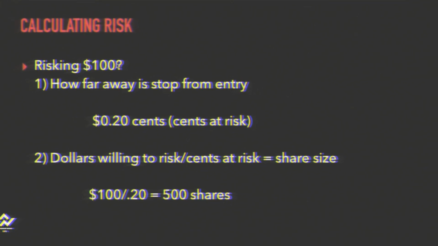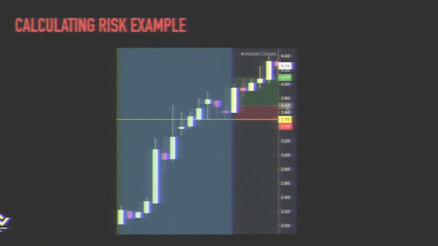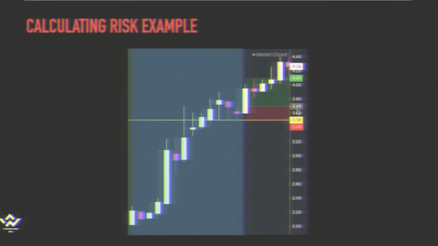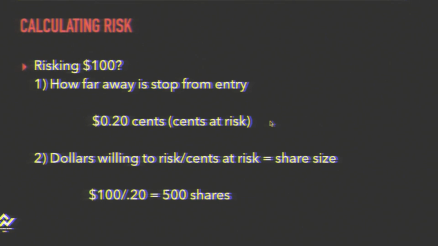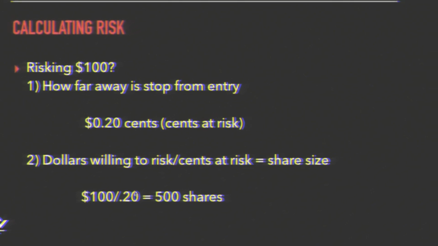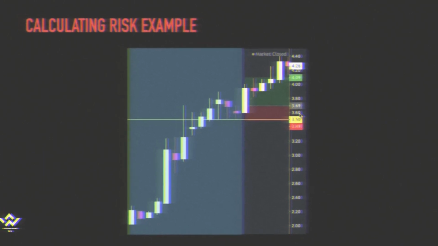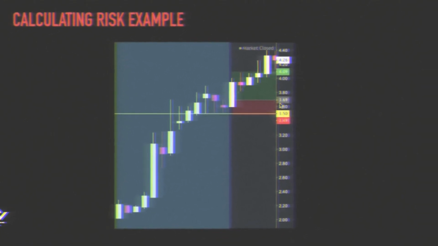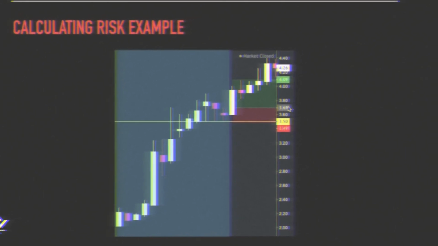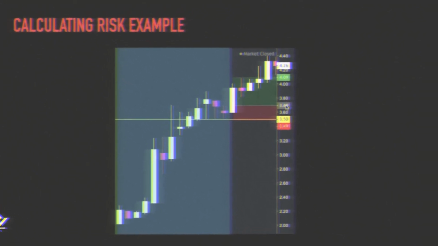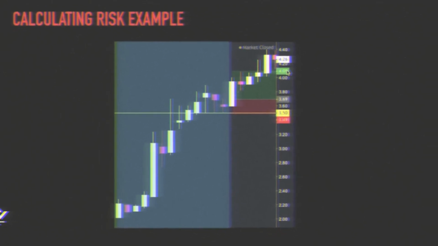If we're risking $100, what's the difference between our stop and our entry? It's 20 cents. We're most likely going to get this at 3.69, and our stop is predetermined at 3.49. That's a difference of 20 cents. So we take the dollars we're willing to risk, divide that by 20 cents, and this is going to be 500 shares. So we're going to take this trade, 500 shares at $3.69 with a target of $4.09, because that will be double the difference between our entry and our stop, giving us a 1-to-2 risk-to-reward ratio.